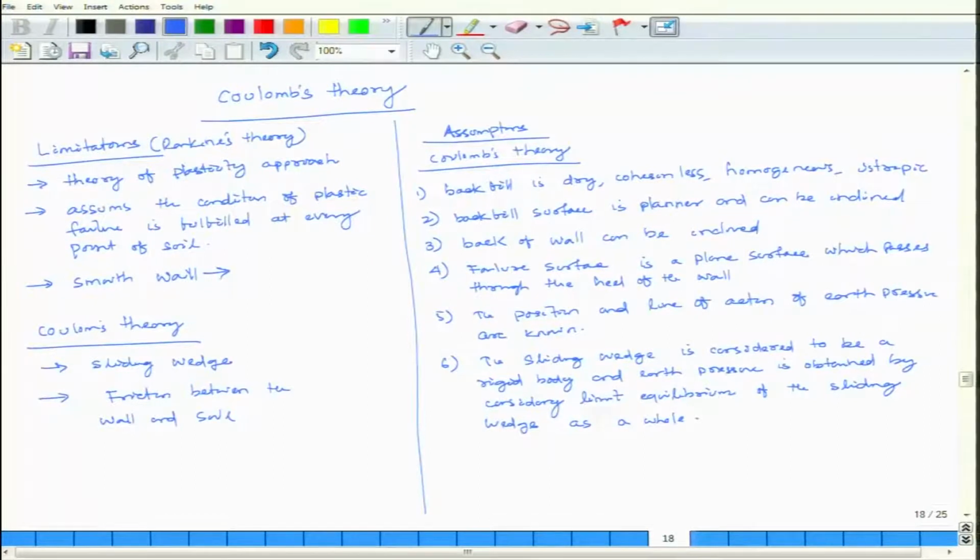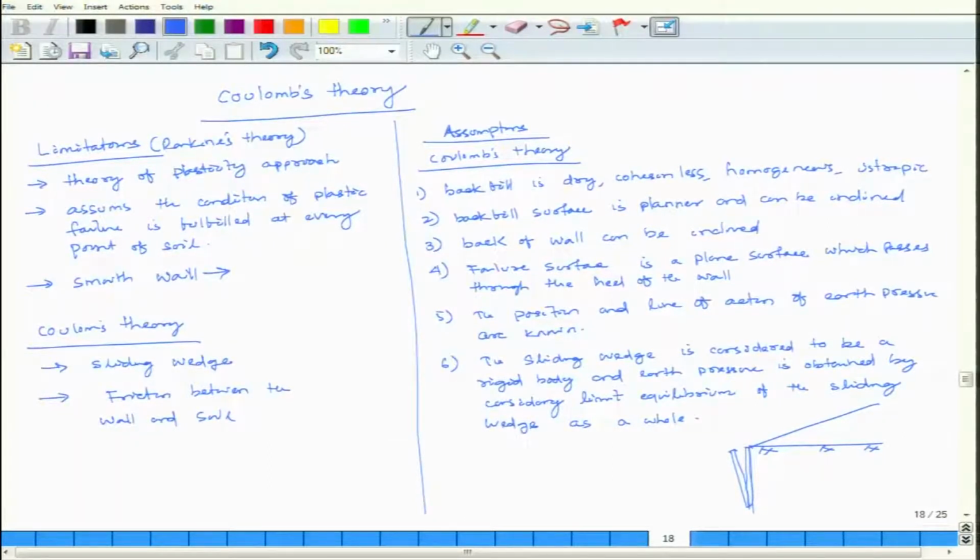So, what are the assumptions of Coulomb's theory? The backfill soil is dry, cohesionless, homogeneous and isotropic. Backfill surface is planar and can be inclined. If this is my wall, if this is the backfill surface, it may be planar or it may be inclined. Back of wall can be inclined. If this is my wall, it may be vertical or it may be inclined.